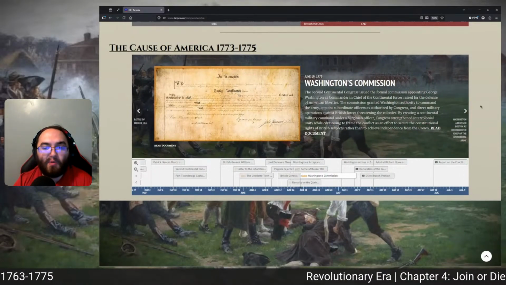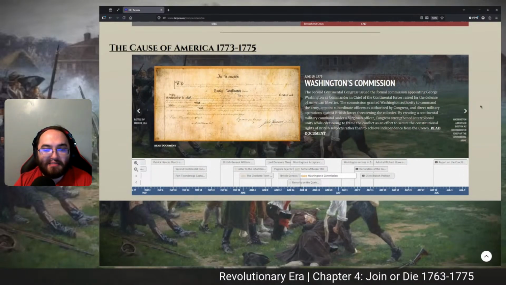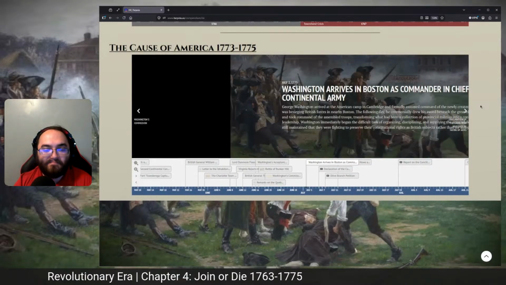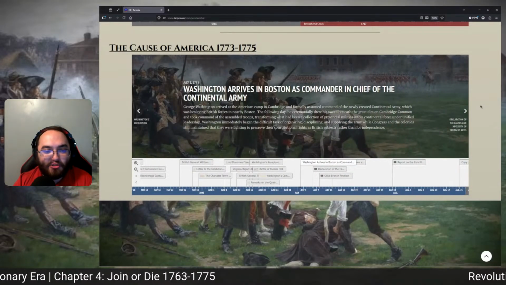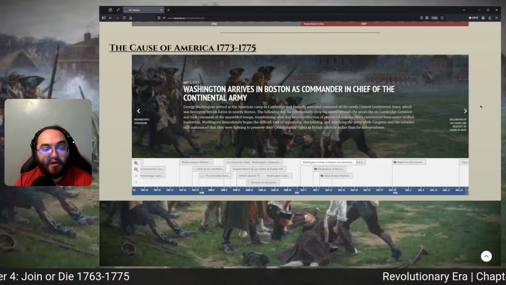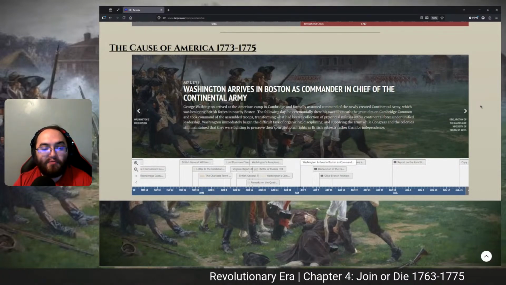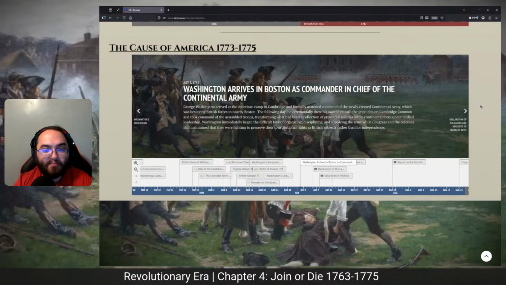Then here's Washington's commission as the commander-in-chief of the Continental Forces. And then on July 2nd, 1775, Washington arrives in Boston as commander-in-chief of the Continental Army.